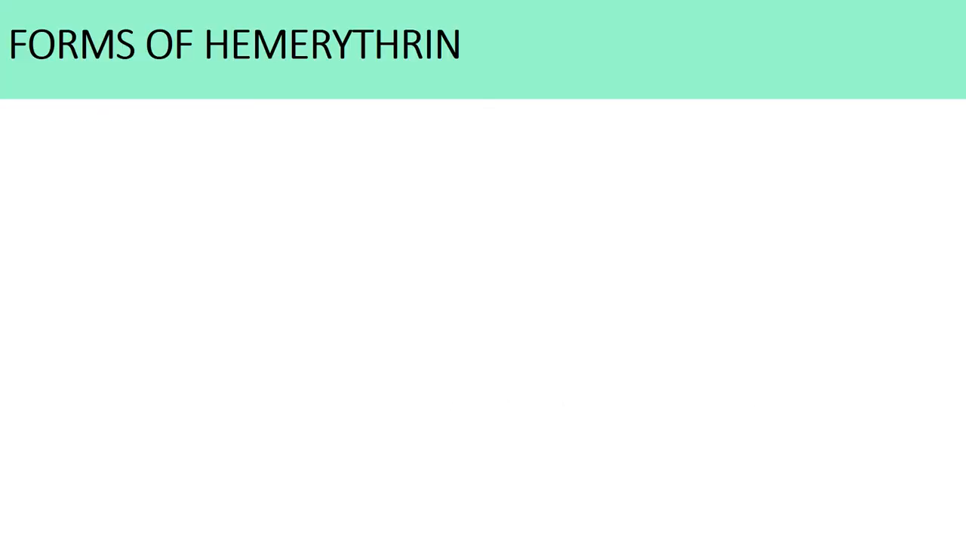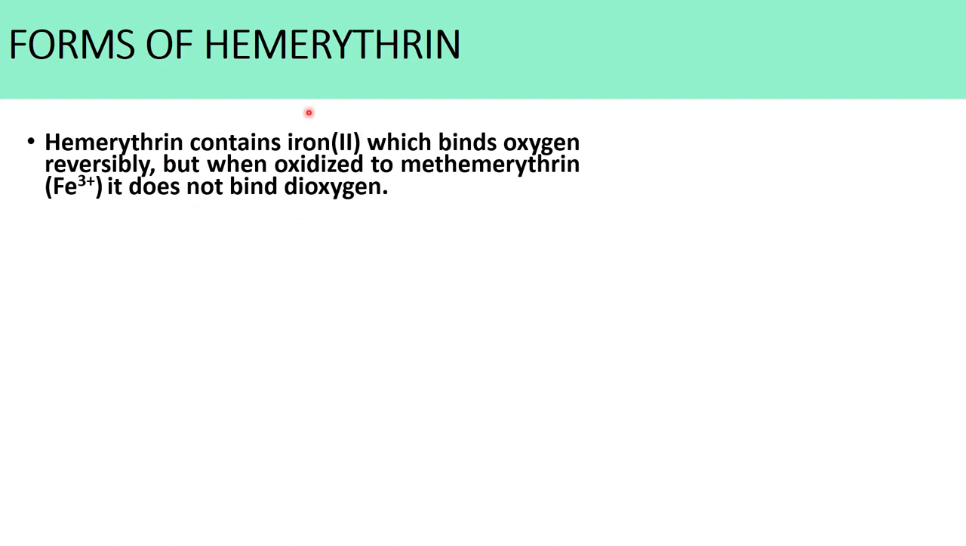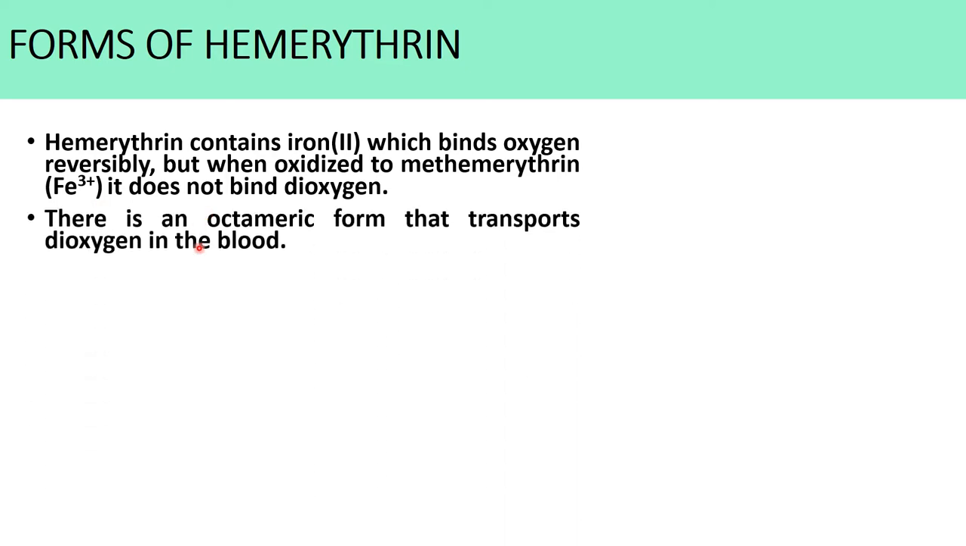Forms of hemerythrin. Hemerythrin has some similarities to and differences from hemoglobin and myoglobin. Hemerythrin contains iron 2+, which binds oxygen reversibly, but when oxidized to methemerythrin, that is iron 3+, it does not bind dioxygen. There is an octameric form that transports dioxygen in the blood. Octameric hemerythrin consists of 8 subunits, very similar in quaternary structure to myohemerythrin.